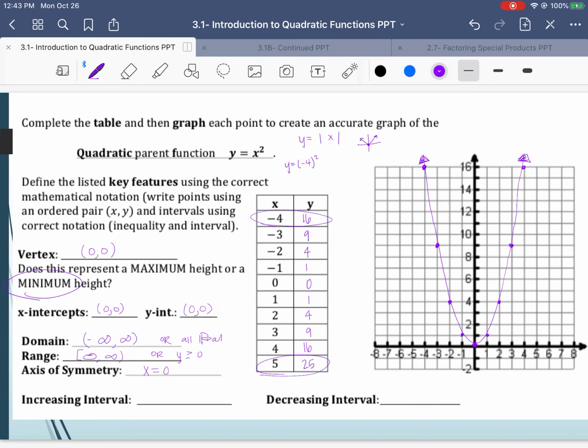So as I write my intervals, my decreasing was from negative infinity to 0. It was on the left side of the graph, and then we started to increase from 0 to positive infinity. If you want to use inequality notation, you could say, well, decrease is on the left, so I use this, points left of 0, and it increases on the right, or in other words, that's points greater than 0, so you can use that as well.